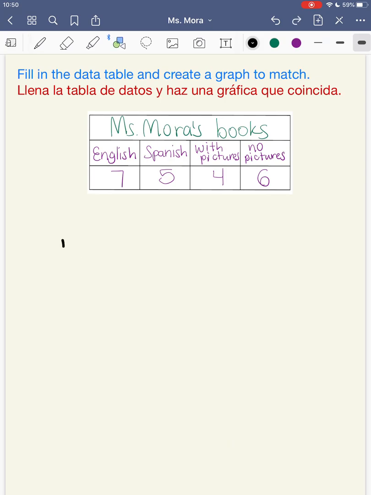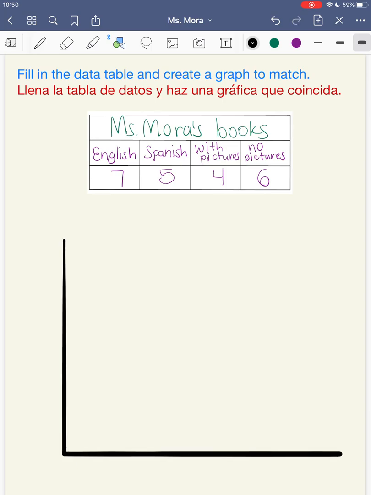It's a little crooked. Let me do a better job. I'm going to draw, there you go, my sides. And then I'm just going to fill in. So I'm going to label it. My title is Miss Mora's Books. Miss Mora's Books. Just like in my data table.